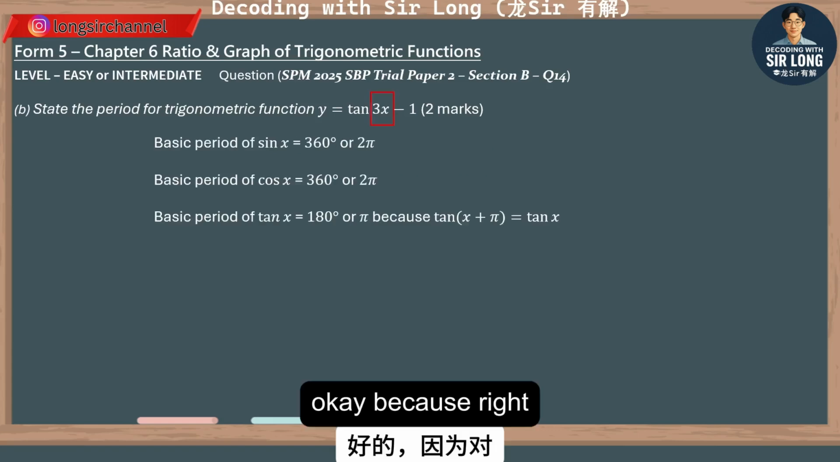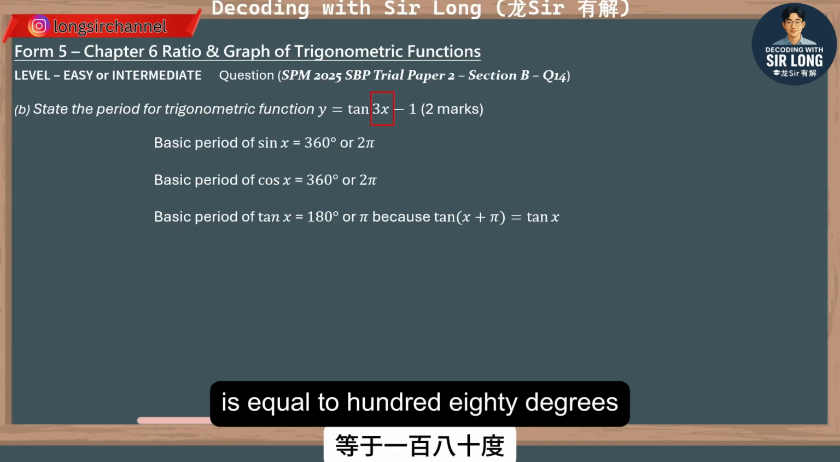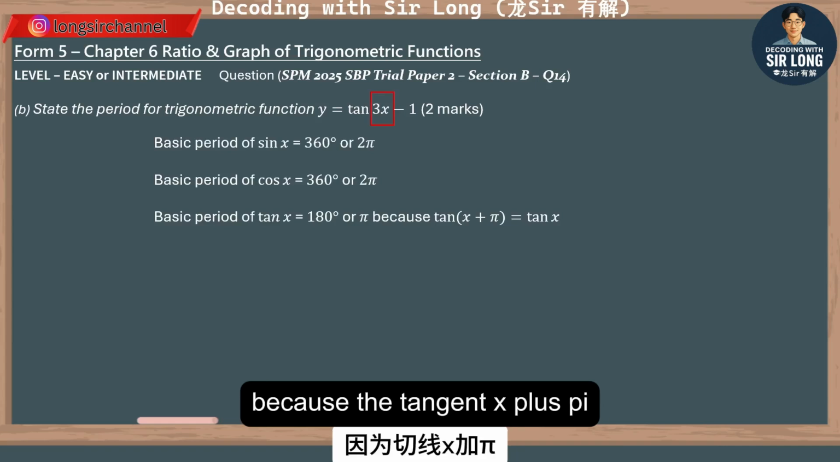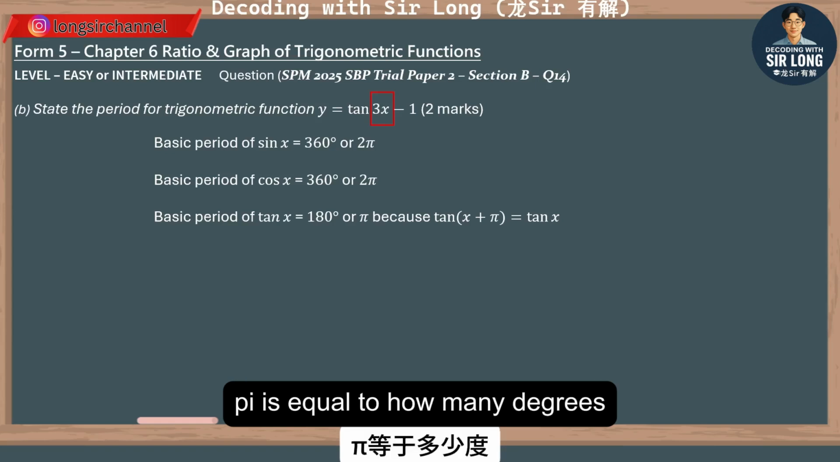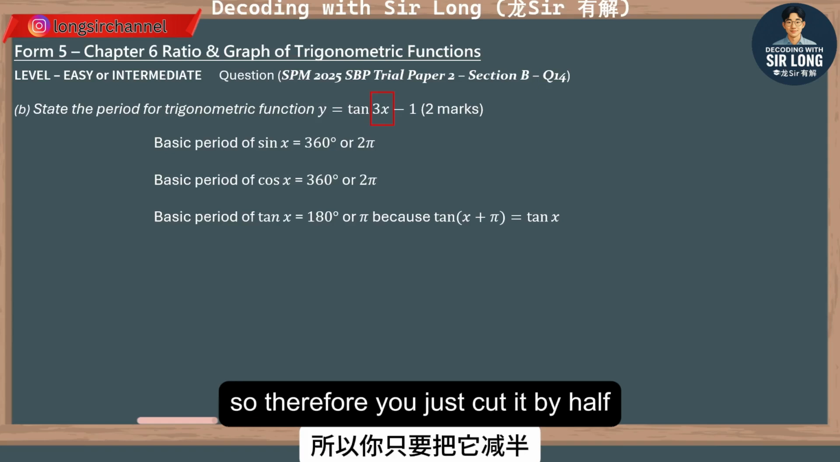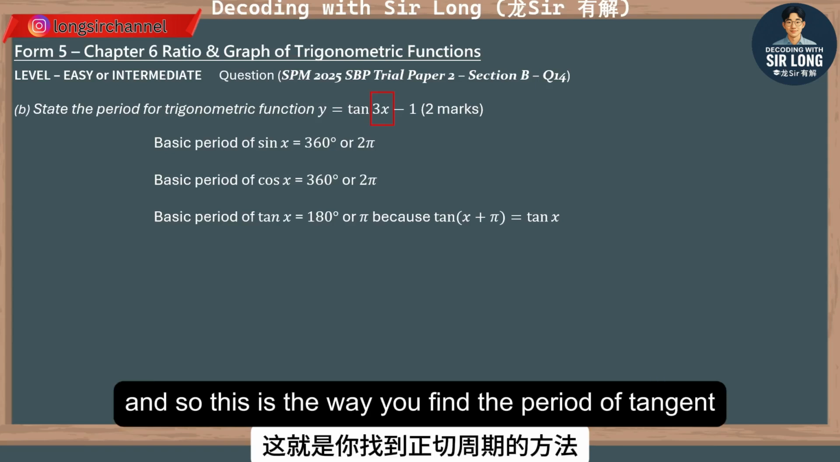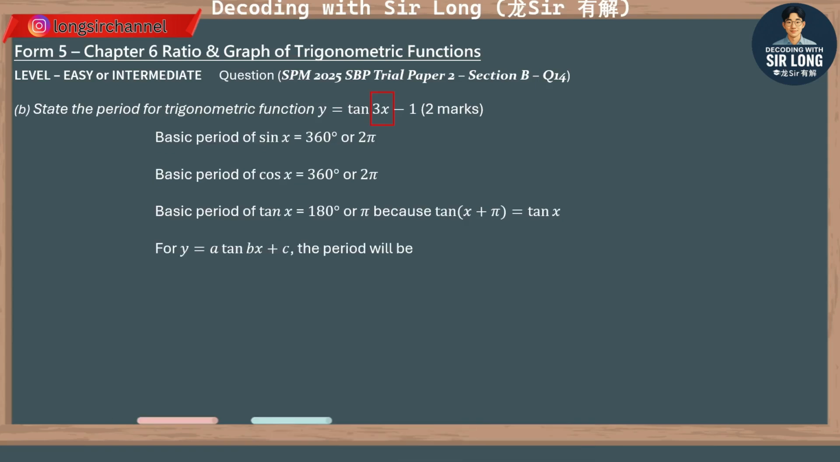Briefly speaking, why is the basic period of tangent equal to 180 degrees? Because tangent of x plus pi is equal to how many degrees? 180 degrees, right? It's still equal to the value itself. So therefore, we just cut it by half, which makes it clearer and more efficient. And so this is the way you find the period of the tangent function.